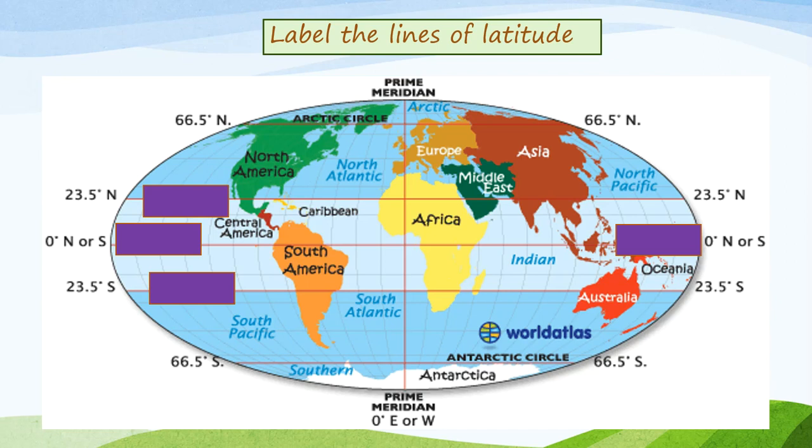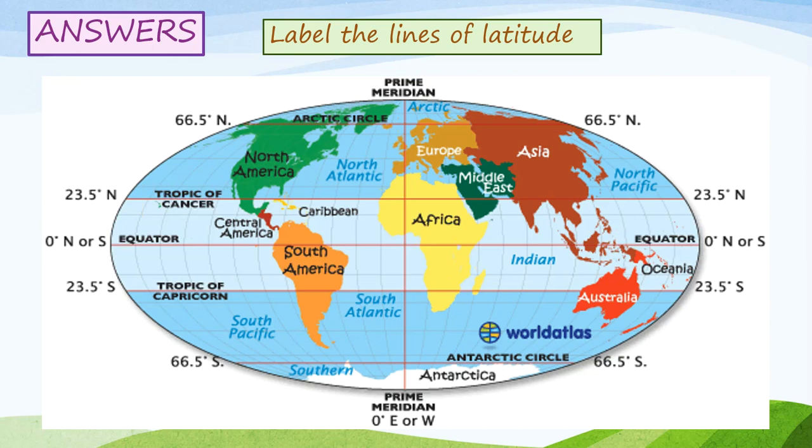So just to recap about the lines of latitude, can you remember what they're called? So what's the one at 0 degrees? What's the one in the northern hemisphere at 23.5 degrees? And what is the one in the southern hemisphere at 23.5 degrees? So if you can remember what they're called, just have a think about it or write them down. When you're ready to check the answers, restart the video.